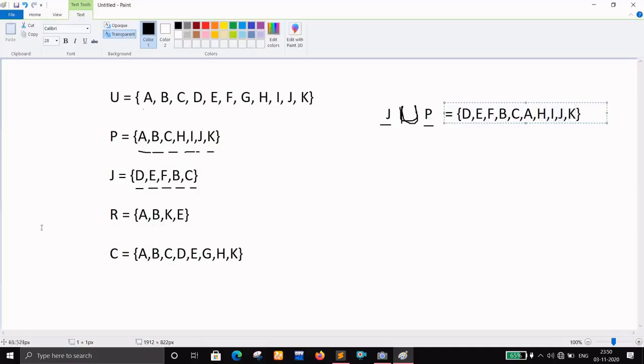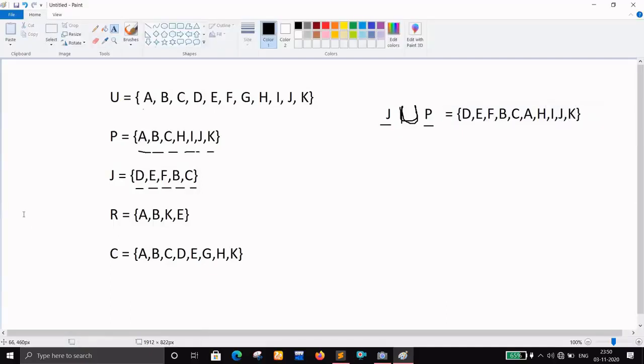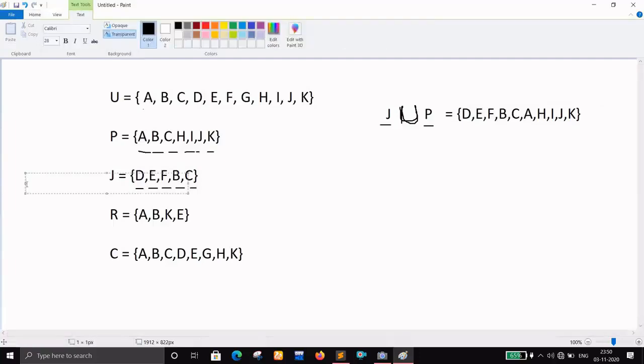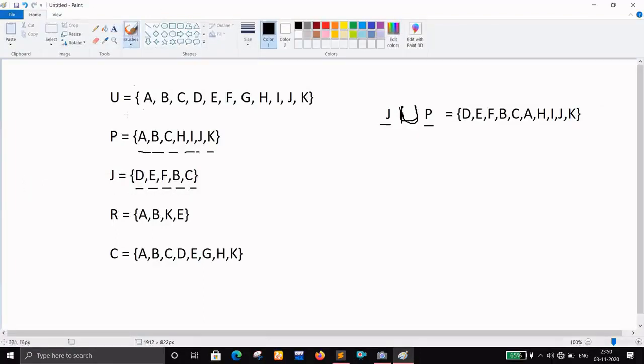So J union P gives us D, E, F, B, C, A, H, I, J, K, right? So we combine both these sets, and we write all the elements.